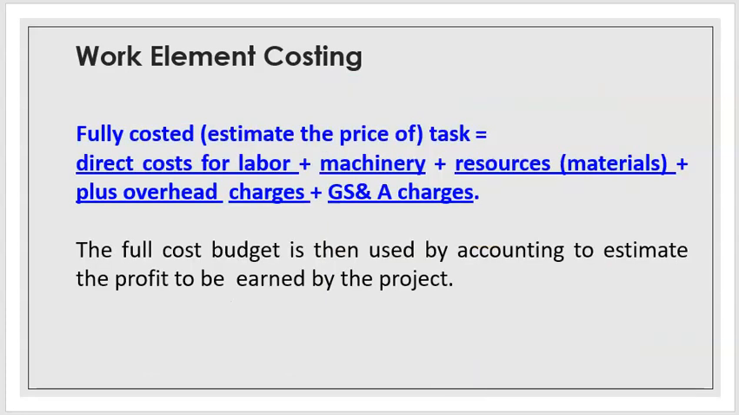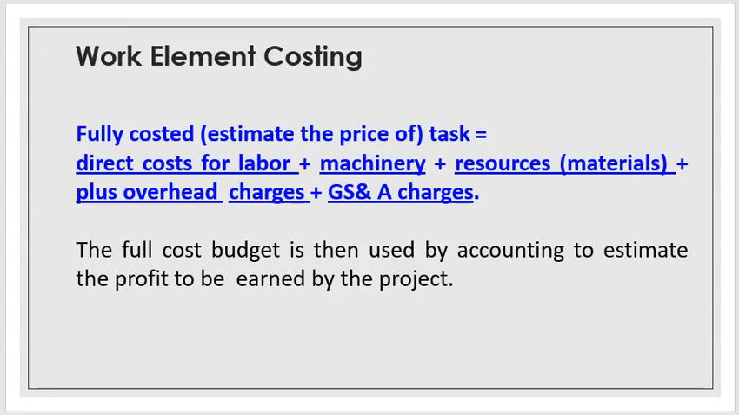Okay. So how is work element costing done? We will calculate the estimated price of the fully costed task. It equals the direct cost for labor plus machinery plus resources, which is materials, plus overhead charges and GSA charges. What is GSA? General, sales and administrative charges. The full cost budget is then used by accounting to estimate the profit to be earned by the project.